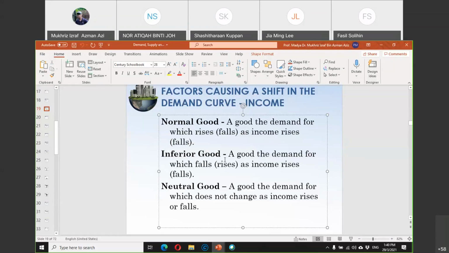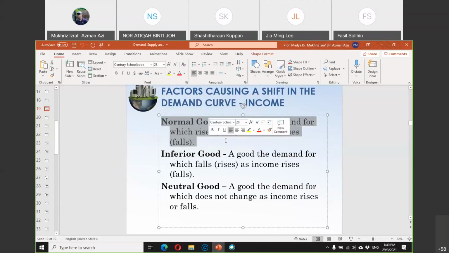Or so that one, if your income increases, usually people will buy less of inferior goods. If you have more income, of course you want better quality items or better quality goods. You don't buy more of low quality or inferior goods if you have more income, unless you are a very stingy, kedekut person. But usually we only focus on these two.